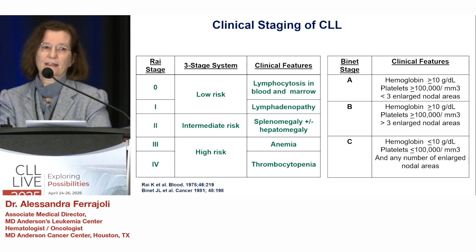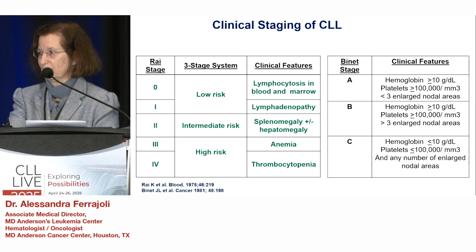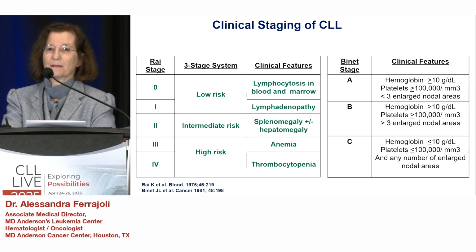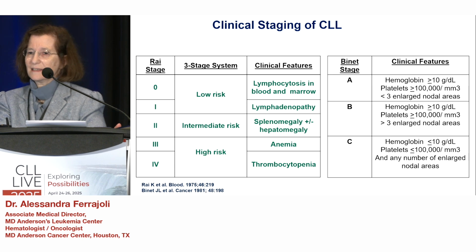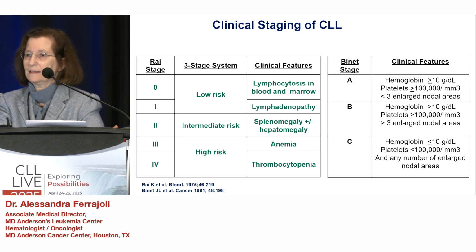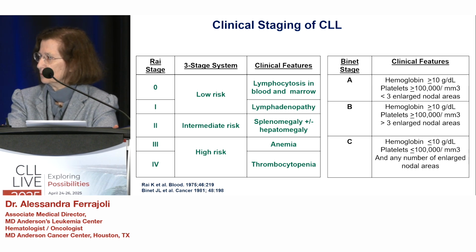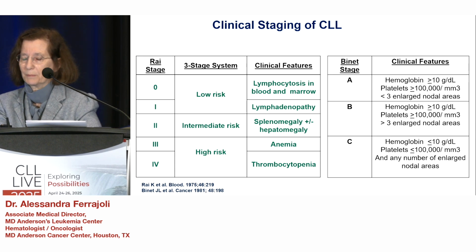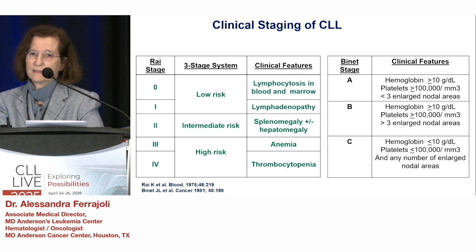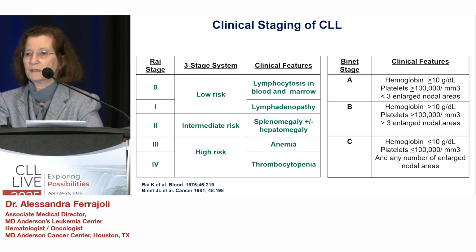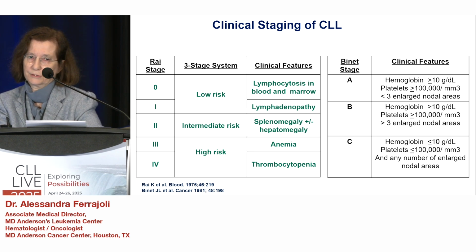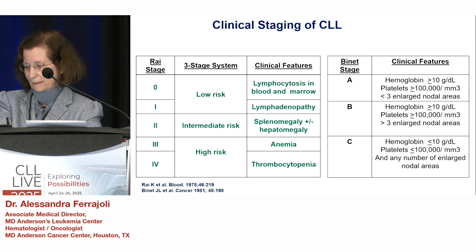The staging of CLL, I call it the poor people staging, because all you need is a blood count and the person in front of you. In the United States, we follow the Rai staging, but in Europe, they follow the Binet stage. They're all very similar, they're all very simple. They're based on the presence of lymphocytosis, presence of lymph nodes, and then an impact on production of red cells, anemia, and production of platelets, thrombocytopenia.